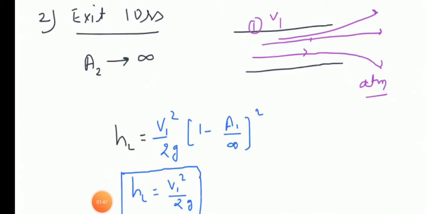The other case is exit loss. Suppose the pipe directly discharges that fluid to the atmosphere. In that case, we can assume that it is another case of sudden expansion, where the next area of pipe is infinite. So we put A2 equal to infinity and we get the value. Head loss will be V1 square by 2g.